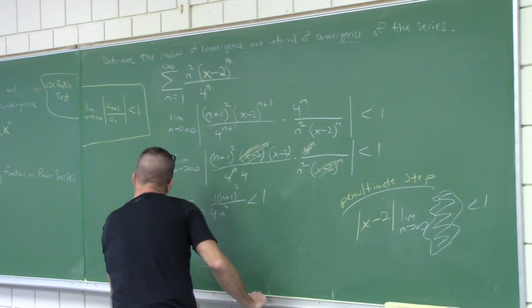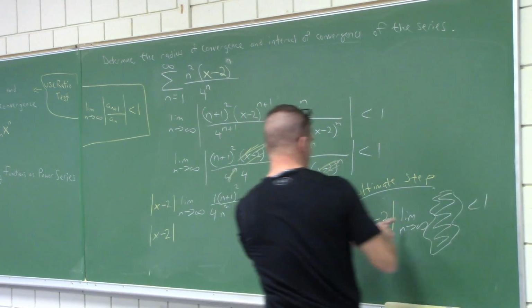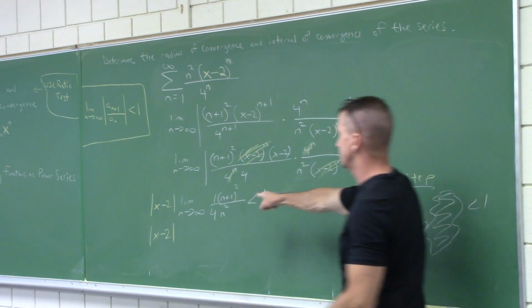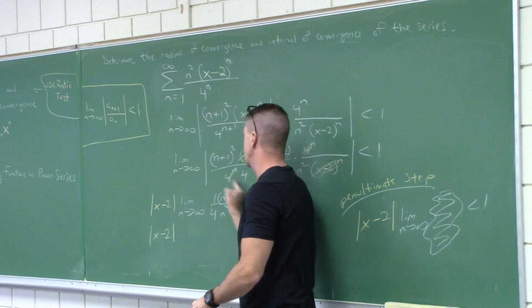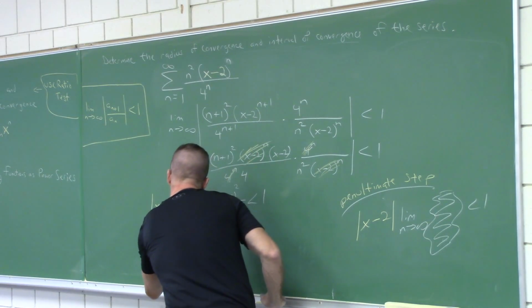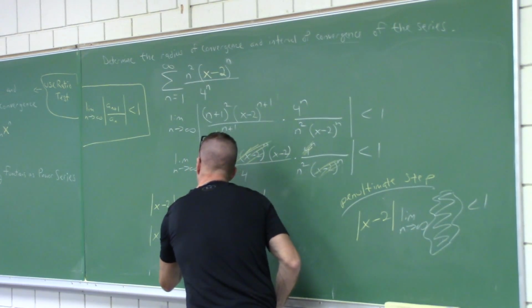So now, you know what's neat? I said that's the second last step. You were right here now, and you just figured out that limit. This limit, right there, is 1/4. Absolute value of x minus 2 times the 1/4 is less than 1.